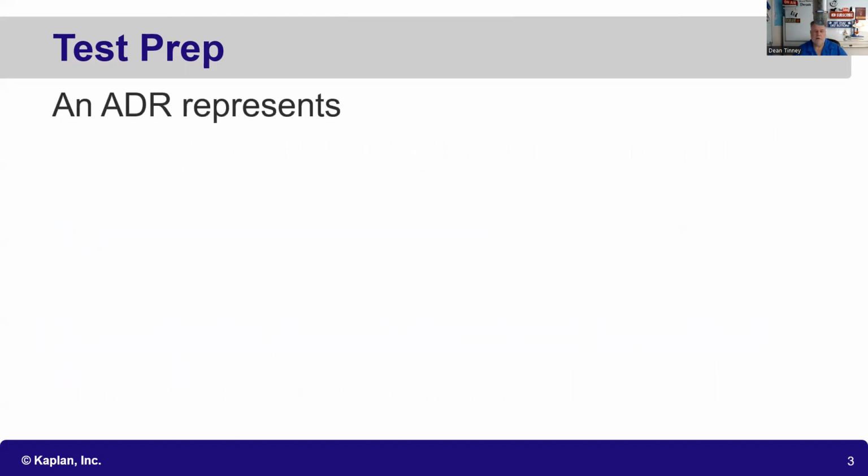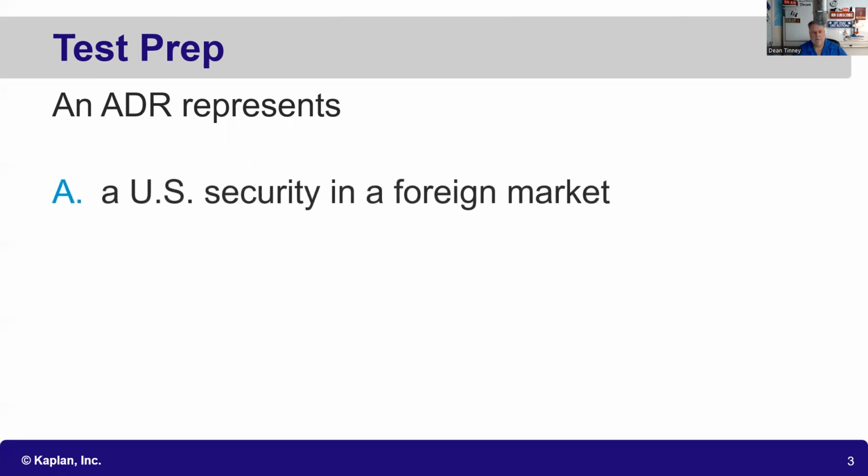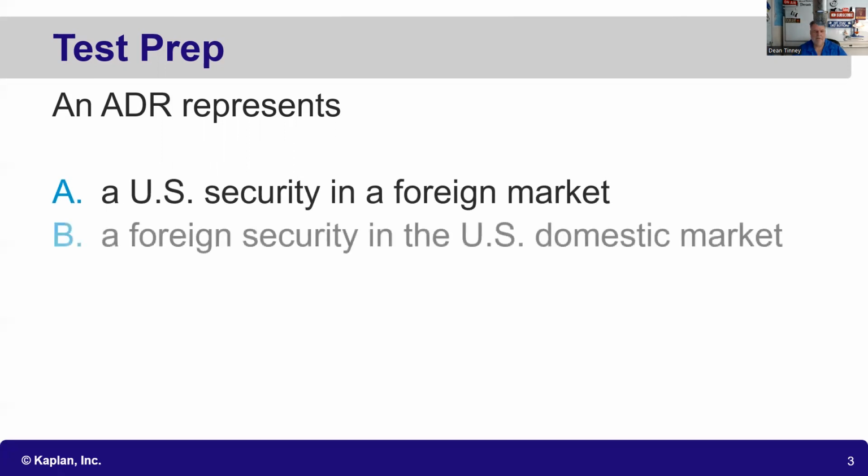An ADR. You're definitely going to get test questions on American depository receipts. It's very high probability. The two things are to recognize what an ADR represents and also know you're subject to currency risk, right? If the underlying foreign business is conducted in the foreign currency, you have foreign currency risk. And why would you buy an ADR and put it into a customer's portfolio? You're hoping that foreign security has different correlation than the US markets. A US security trading in a foreign market? And a foreign security in the US domestic market?